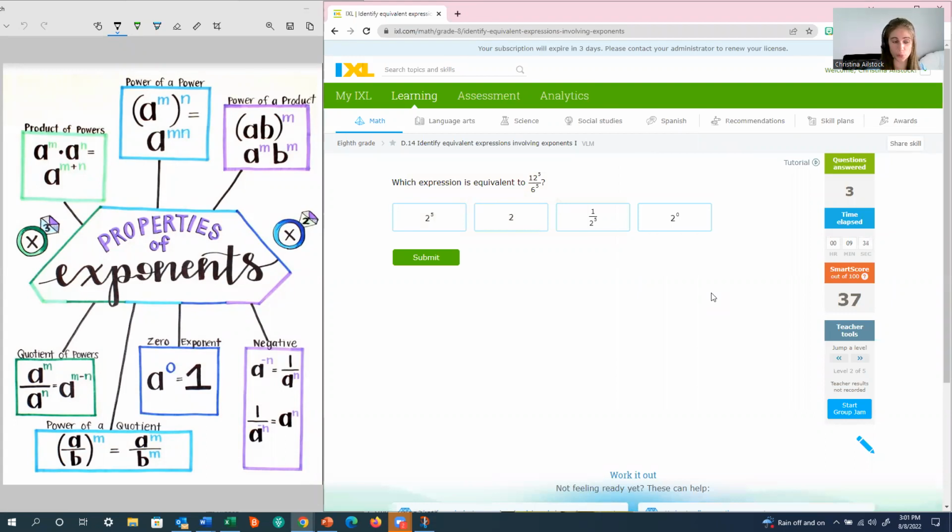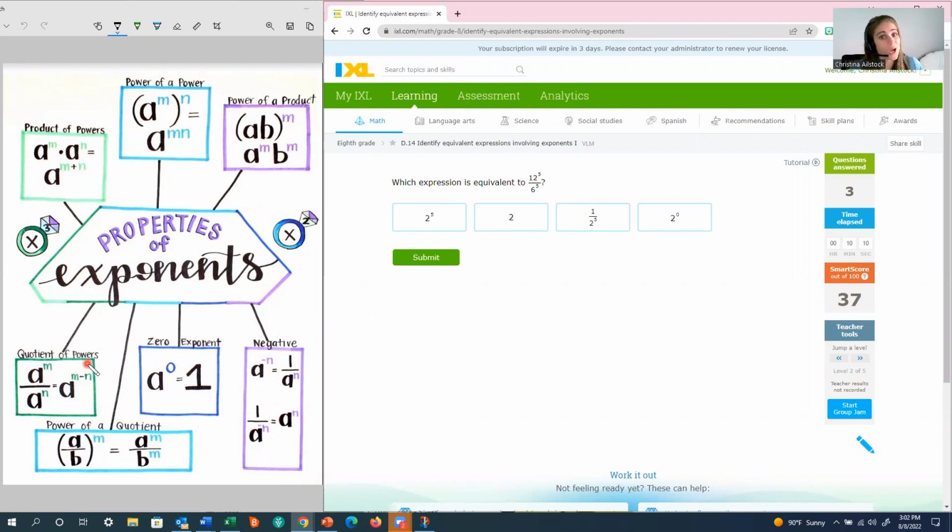Ooh, this is a fun one. What do we do when the bases aren't the same? Oh, maybe I jumped the gun. I probably should have read the problem first out loud. Which expression is equivalent to 12 to the 5th divided by 6 to the 5th? In order for this quotient of powers property to work, our bases have to be the same. And are they the same? No, 12 and 6 are not the same number.